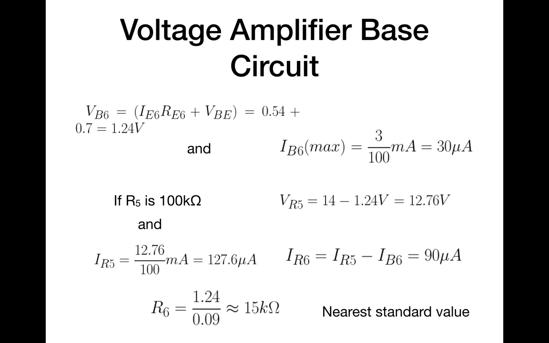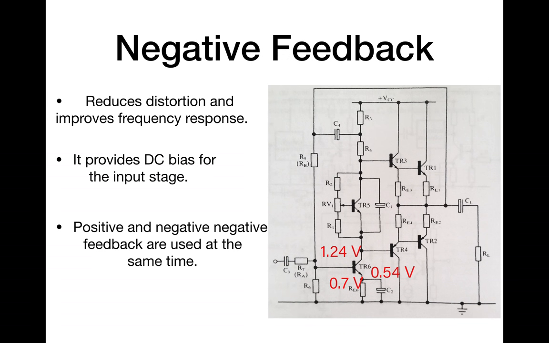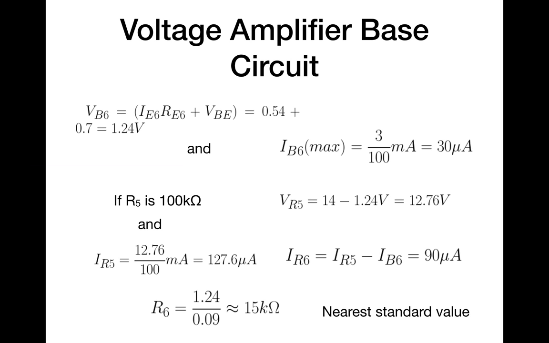So we need it to be 1.24 volts because of the 0.7 volt drop, the base will always sit 0.7 volts higher than the emitter. And the emitter sitting at half a volt, plus 0.54, you get 1.24 volts. And we're running at a current of 3 milliamps. So the base current then will be maximum 30 microamps required, because 100 is, if you remember, the minimum beta of a 2N3904 transistor. So we're just going with minimum here. We're doing worst case predictions here.